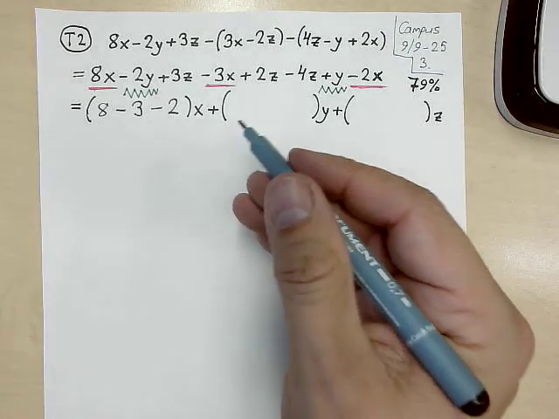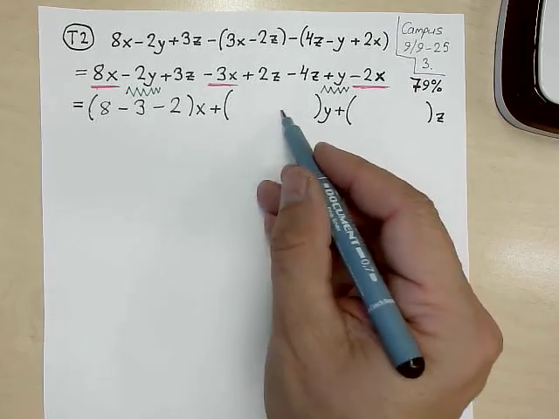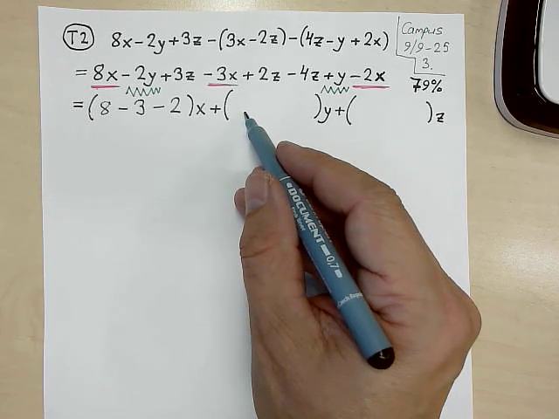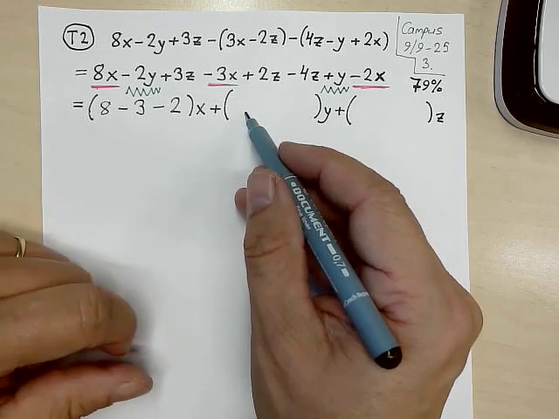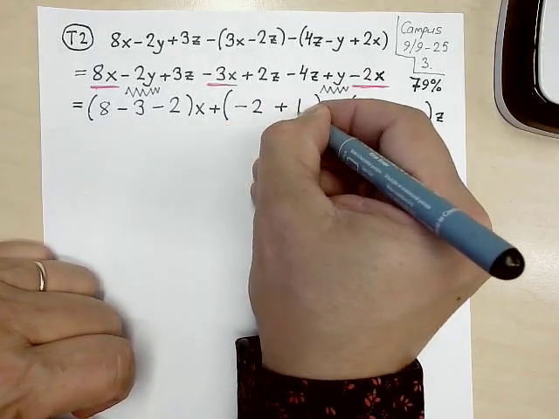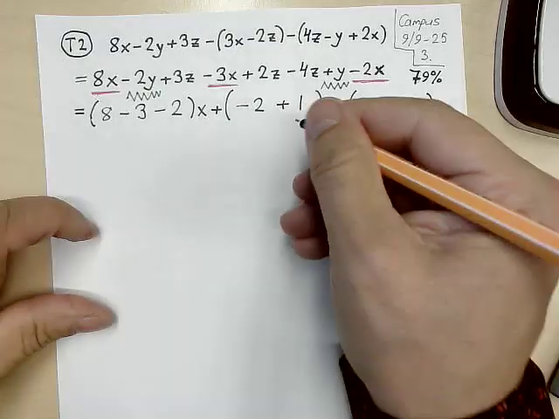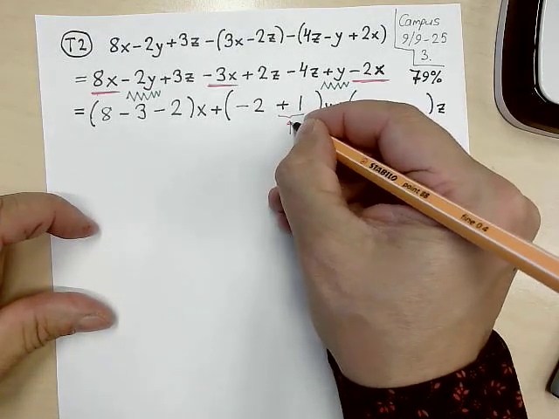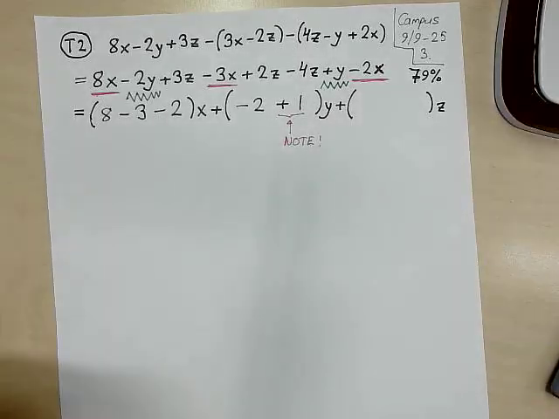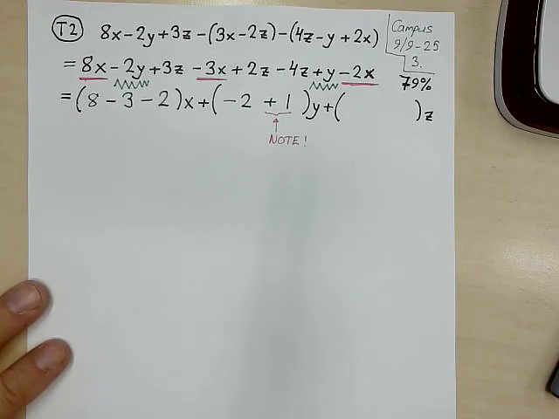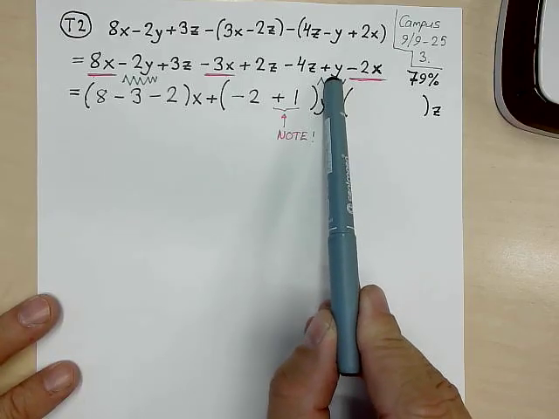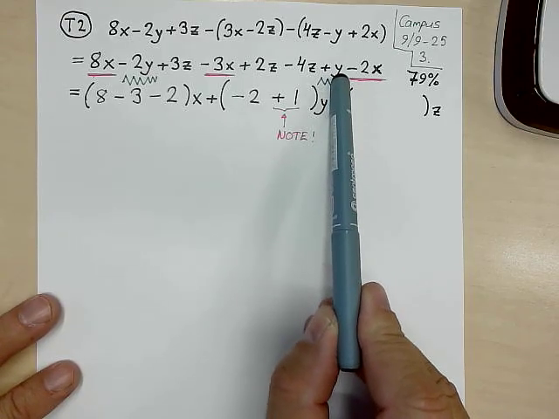And what do I write inside of these parentheses? -2 plus 1 plus 1. Yeah, -2 plus 1. I write here -2 plus 1. Note, you notice that there are plus 1, the factor in front of y here.